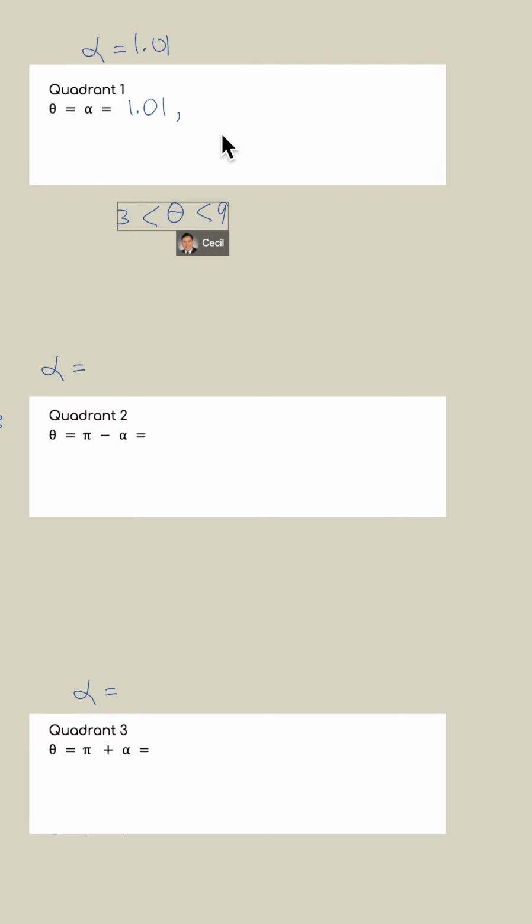Theta is between 3 to 9. So this is not between 3 to 9. So we must find somewhere from 3 to 9. Yeah, some number between 3 to 9. So we add 2 pi.